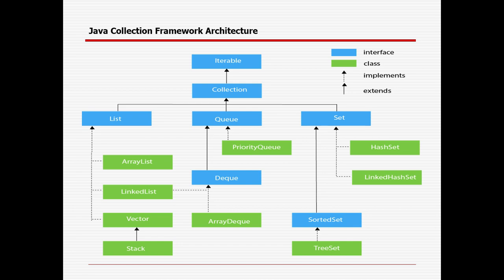Then the Set interface. With the help of the Set interface you can add data, but you can add only unique data. In the List you can add duplicate data as well, but in a Set you can add only unique data. But what is the drawback of Set? The drawback is that when you add the data, Set will not maintain the insertion order. That's the problem.